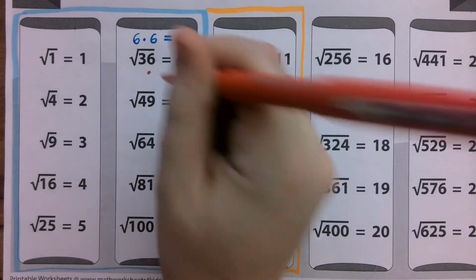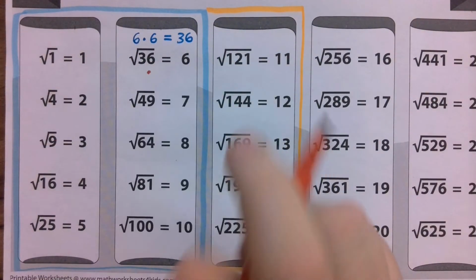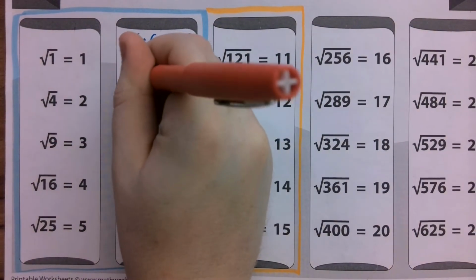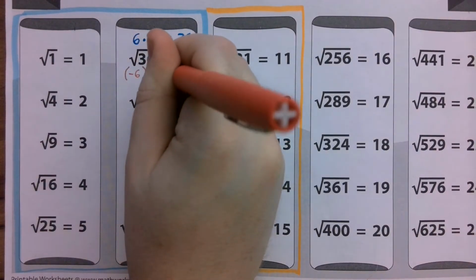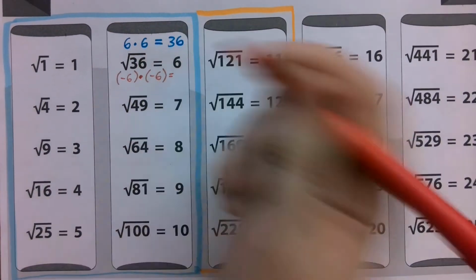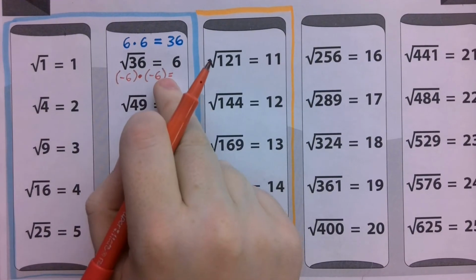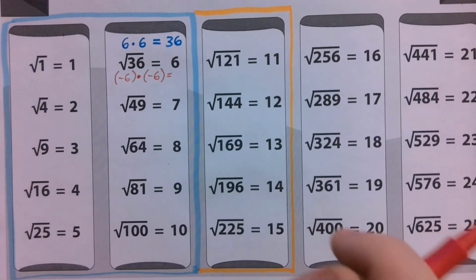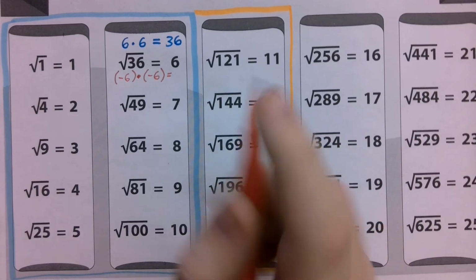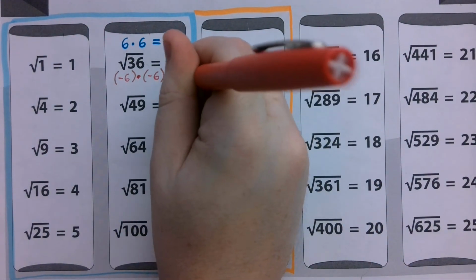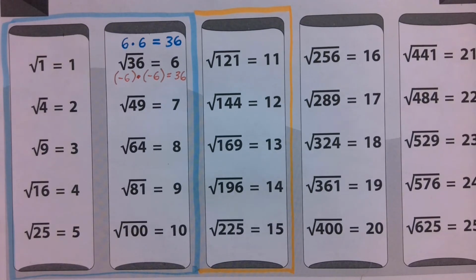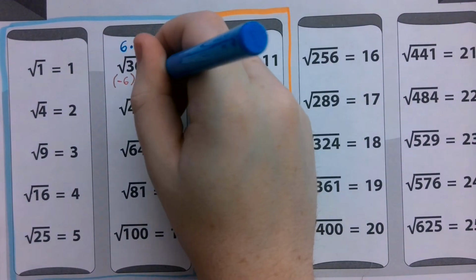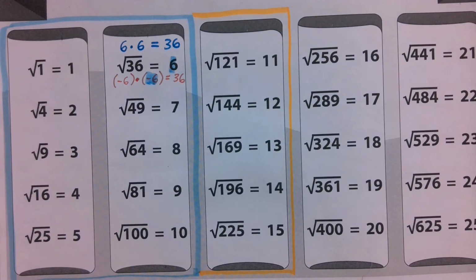The other number times itself that'll give you 36 is negative 6. Negative 6 times negative 6. Well, we know 6 times 6 is 36. What's a negative times a negative? It's a positive. Negative 6 times negative 6 will also equal 36. So there are two answers to this. 6 and negative 6 are both answers to the square root of 36.